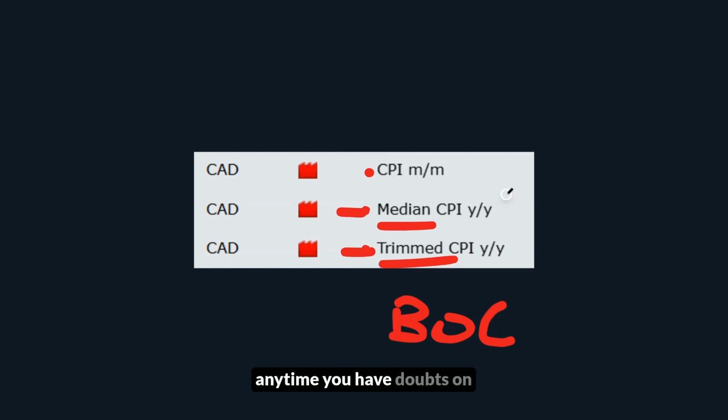Anyway, anytime you have doubts on these, just ask ChatGPT. For instance, you can ask it what measures of CPI the Bank of Canada focuses on. It'll give you a pretty accurate answer. So that said, the reason this distinction is important is that the underlying inflation that the bank focuses on is what allows us to understand what they're going to do next. And that's going to create the base and the framework for the trades.